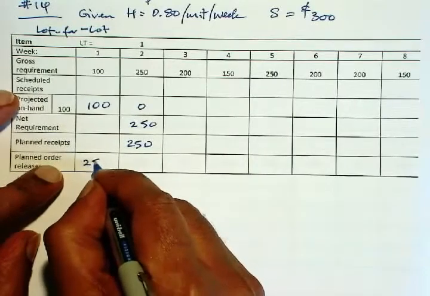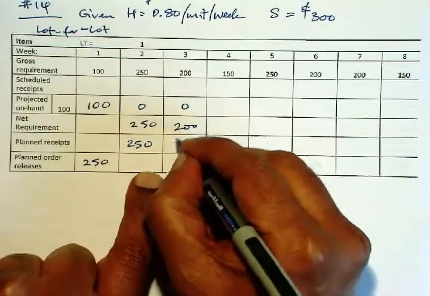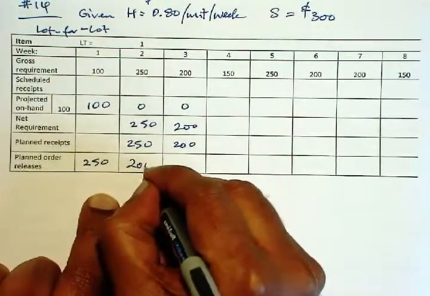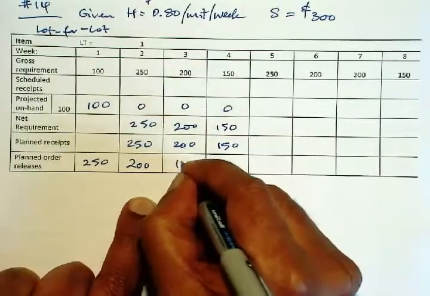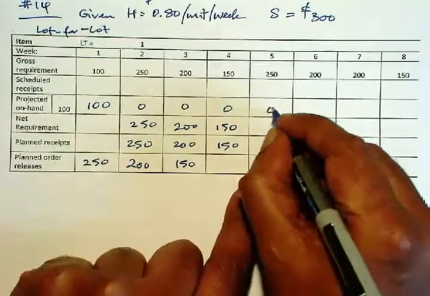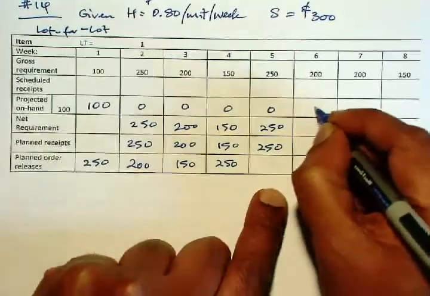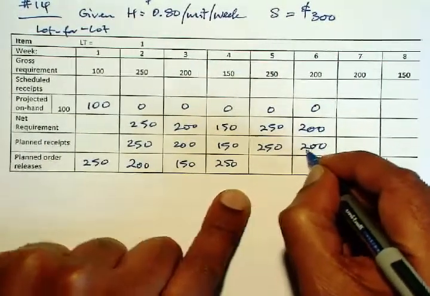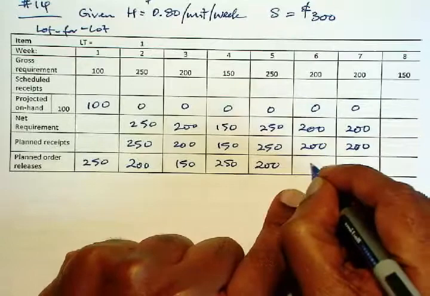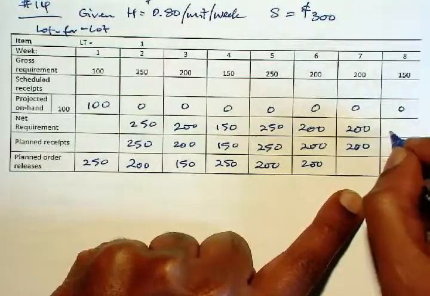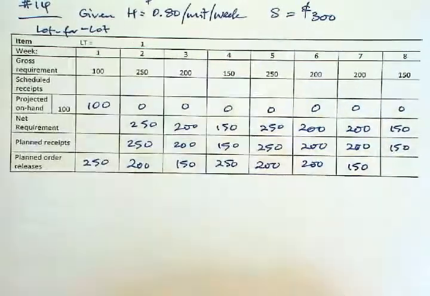And then we have 0, 200, 200, 200, and 0, 150, 150, 150, 0, 250, 250, 250, 0, 200, 200, 200, 0, 200, 200, 200, 0, 150, 150, and 150. So this is our lot sizing plan. So now we have to compute the cost.